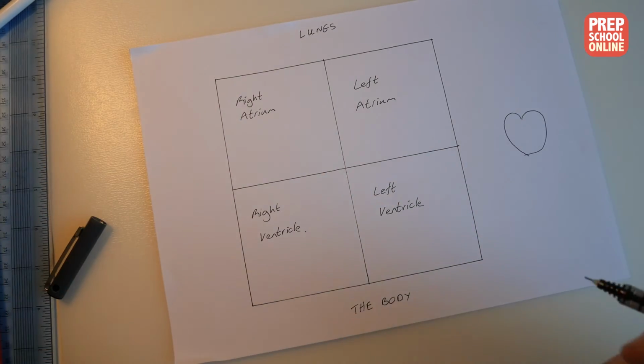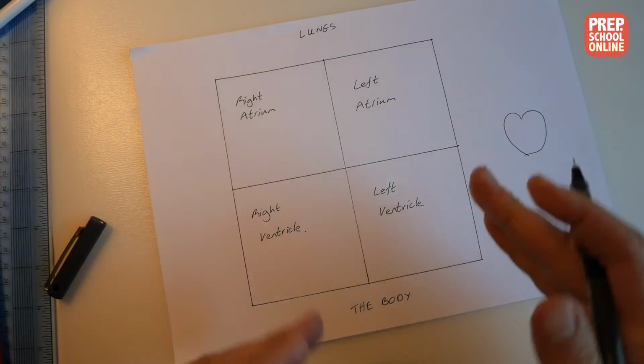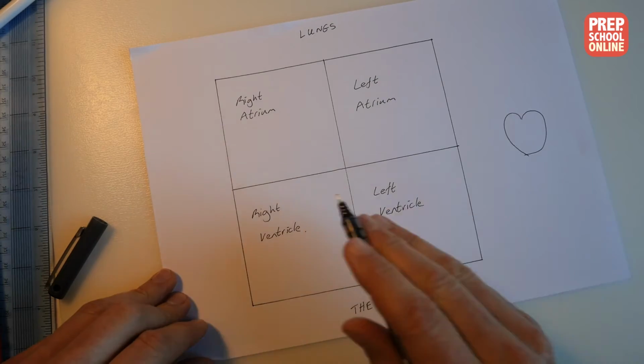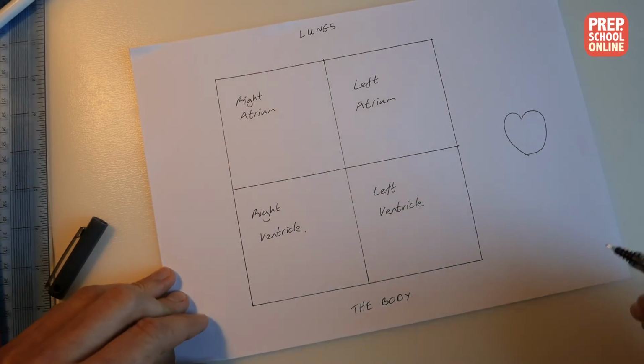I'm hoping that some of you will be thinking that I've got my left and right confused. However, remember, this is looking at the heart as you would see it. Therefore, as you were facing it, the left would be the right and the right would be the left.